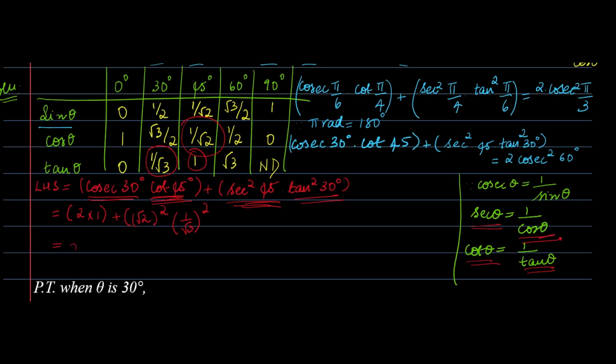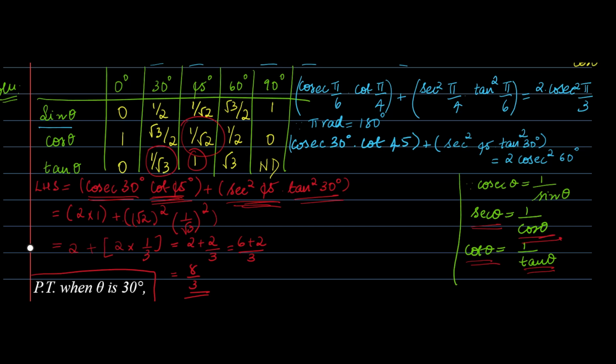If we solve these numbers, we will get 2 plus root 2 whole square is 2, into 1 by root 3 whole square will be 1 by 3. We will get 2 plus 2 by 3, that is 6 plus 2 by 3, which will be equal to 8 by 3. The value of our LHS is 8 by 3.